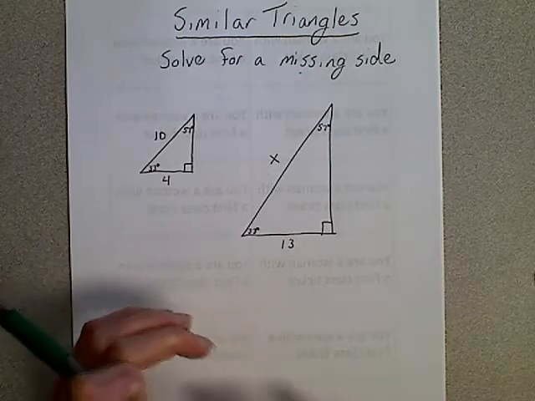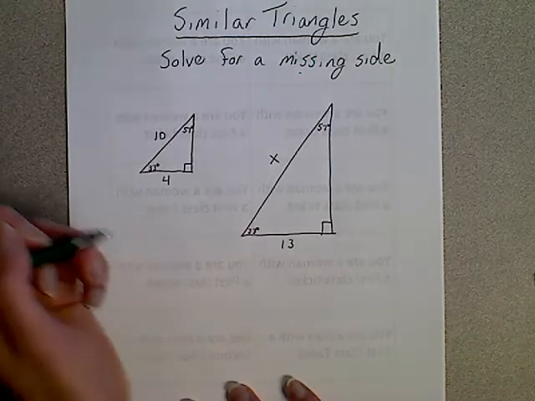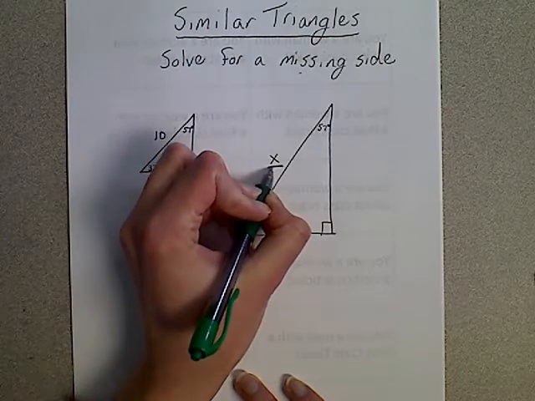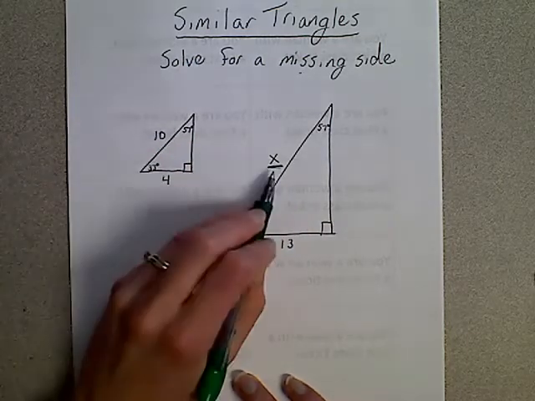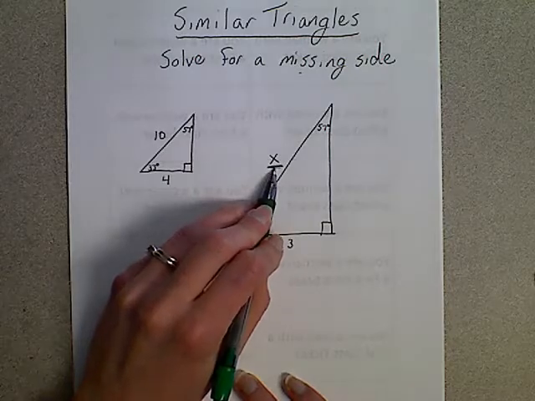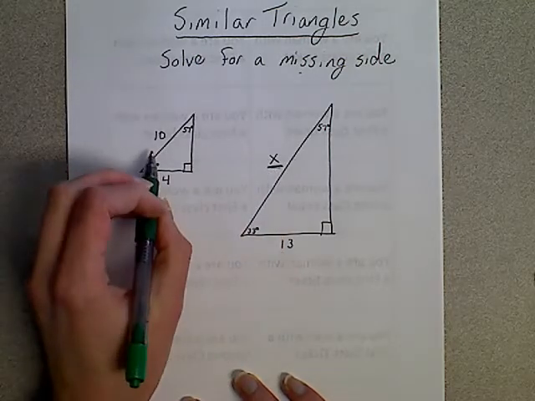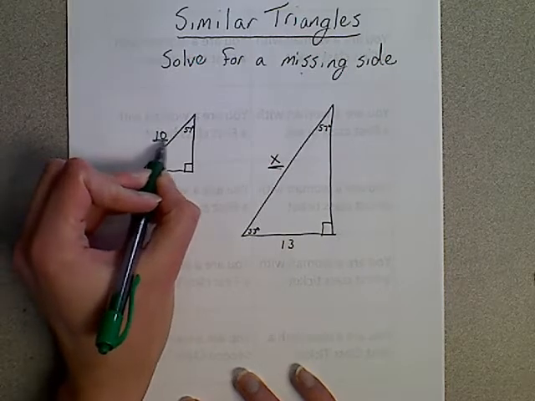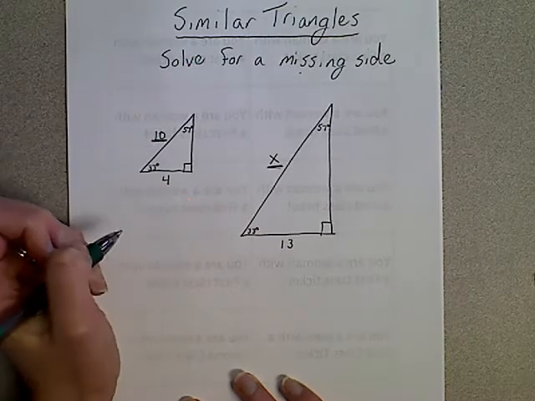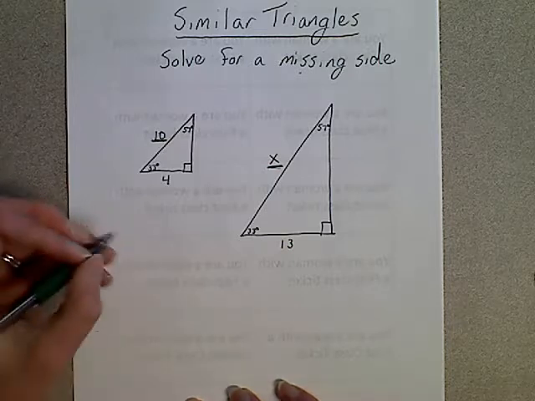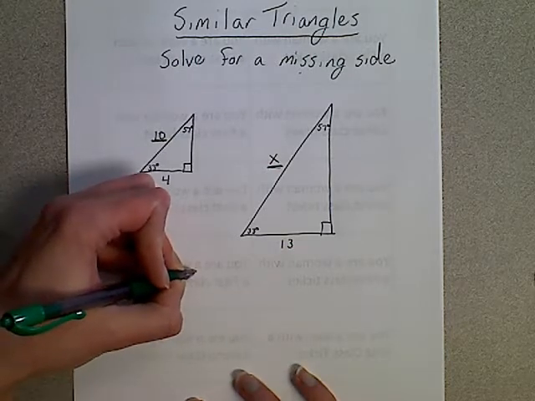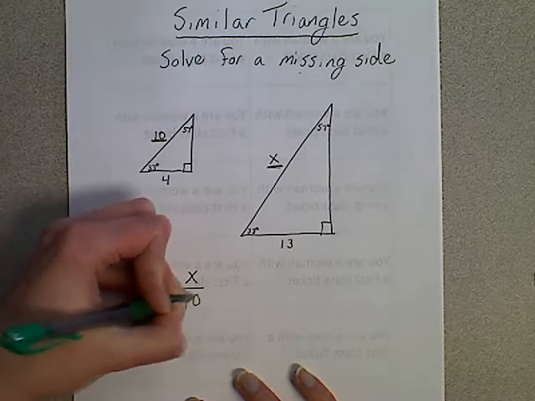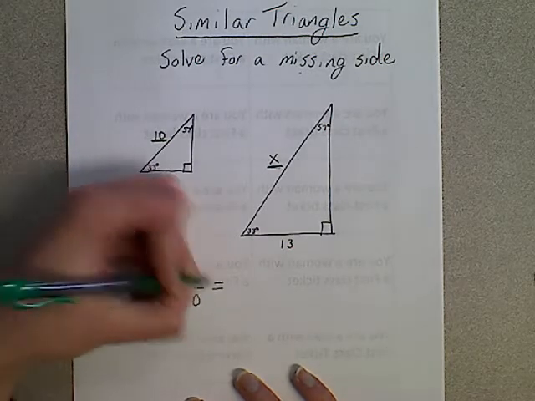a proportion. So to set up this proportion, we start with the side we are trying to find, in this case our x, and we need to find that matching or corresponding side in the smaller triangle. In this case that would be 10. And those two numbers will create our first fraction. So we'll start with x over 10. And we put it equals.